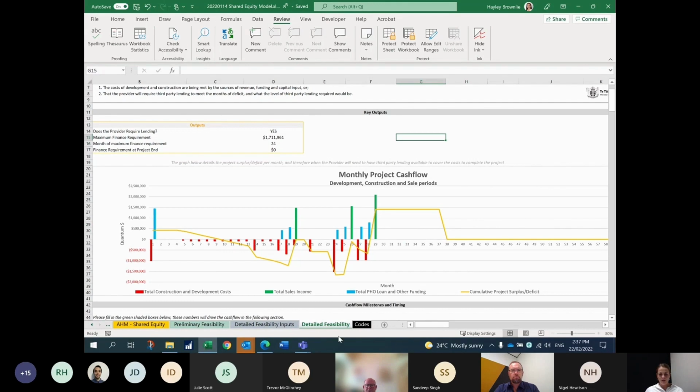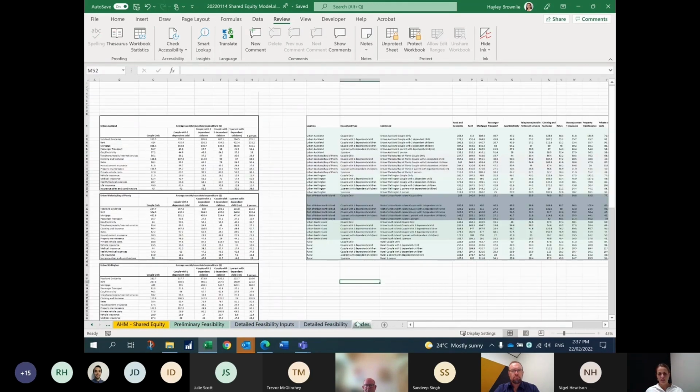And our final page here is just a locked codes page, which has all of our IRD benchmarking data, which feeds back into the affordable housing model. So this is permanently locked and doesn't require any inputs.